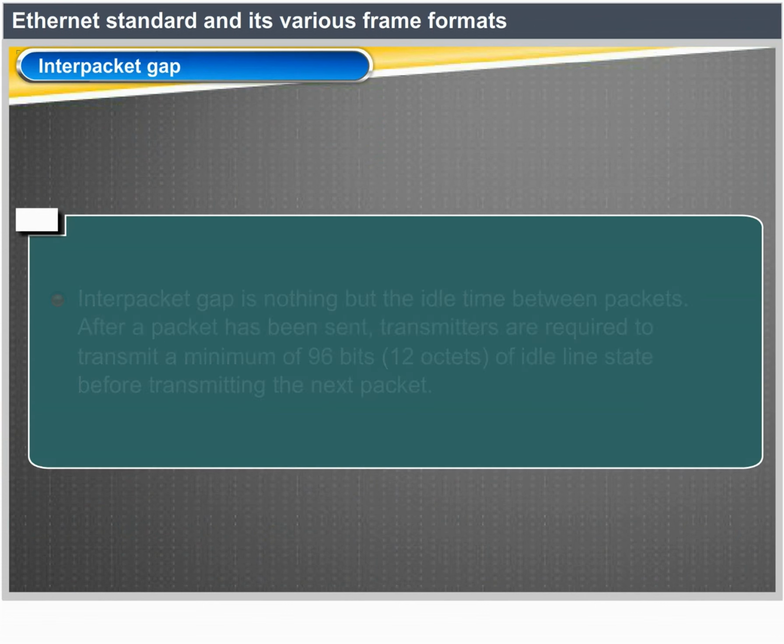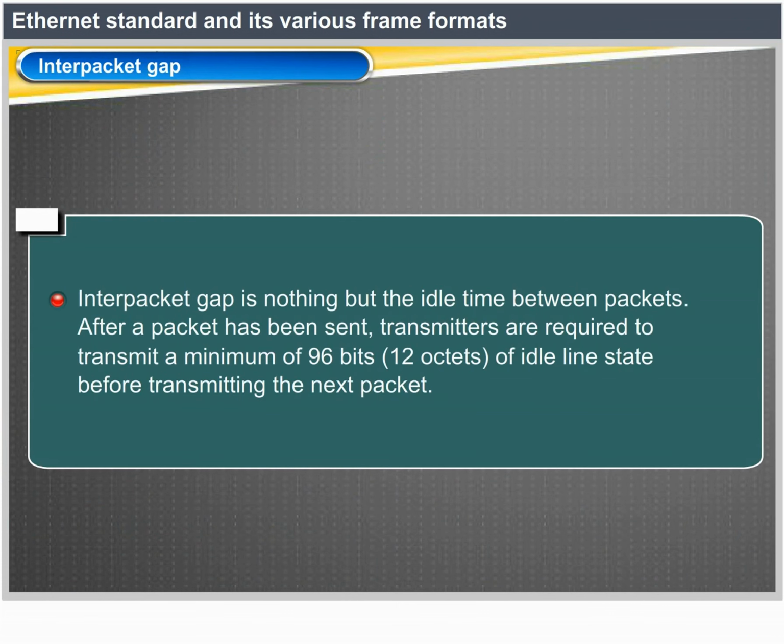Interpacket gap. The interpacket gap is idle time between packets. After a packet has been sent, transmitters are required to transmit a minimum of 96 bits, or 12 octets, of idle line state before transmitting the next packet.